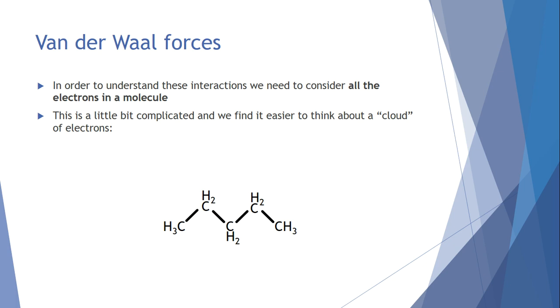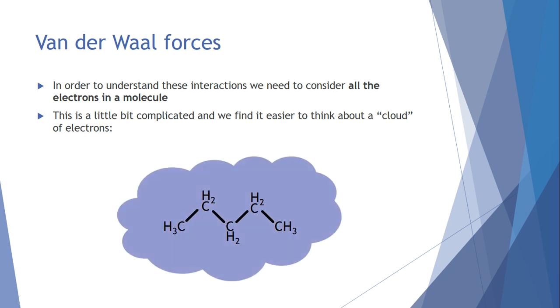Finally, we're going to talk about van der Waals forces. And this is probably the most complicated of them all to understand. So in order to understand these fairly well, we need to consider all electrons in a molecule. For example, this molecule here. 1, 2, 3, 4, 5. So this is pentane. And we'll get into how to name these in the organic chemistry section later.